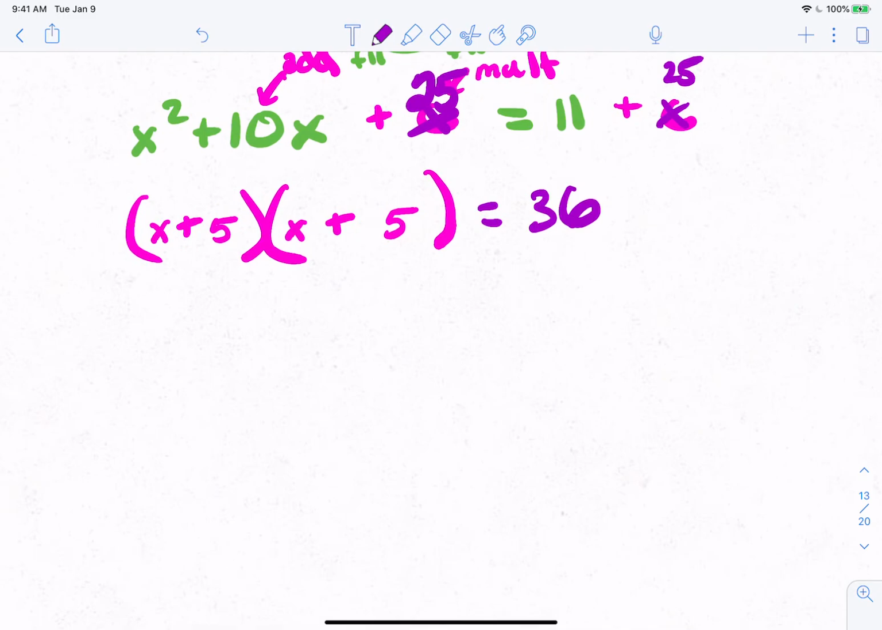I want to write x plus 5 times x plus 5 as x plus 5 squared equals 36. Okay, and now what?